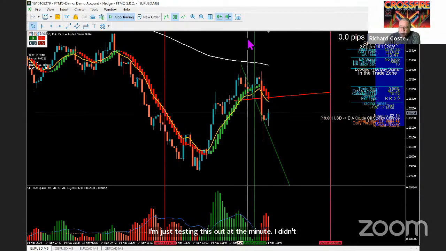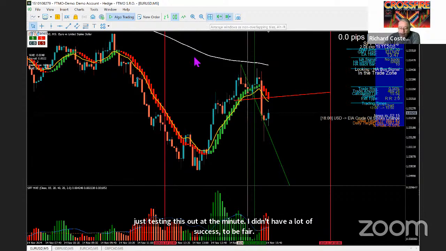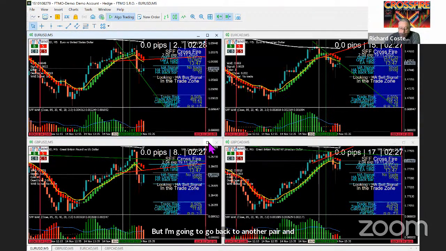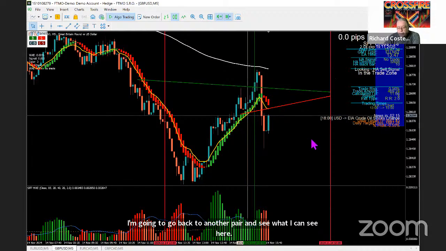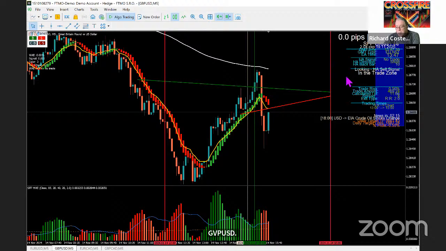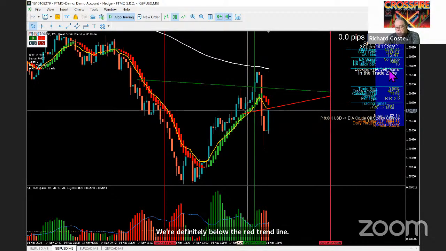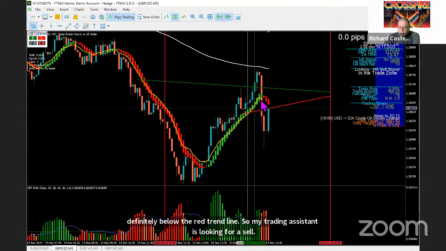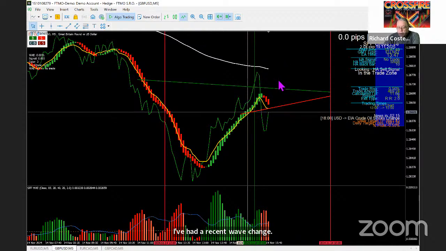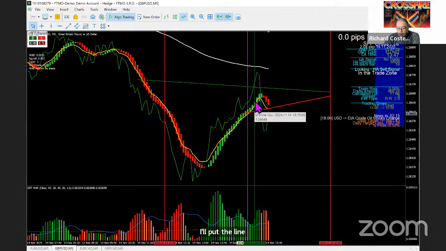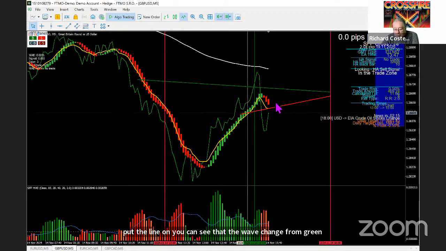I didn't have a lot of success, to be fair. But I'm going to go back to another pair and see what I can see here. So GBP USD, we're definitely below the red trend line. So my trading assistant is looking for a sell. I've had a recent wave change. If I put the line on, you can see that the wave changed from green and rising to red and falling. So that's certainly within my criteria.